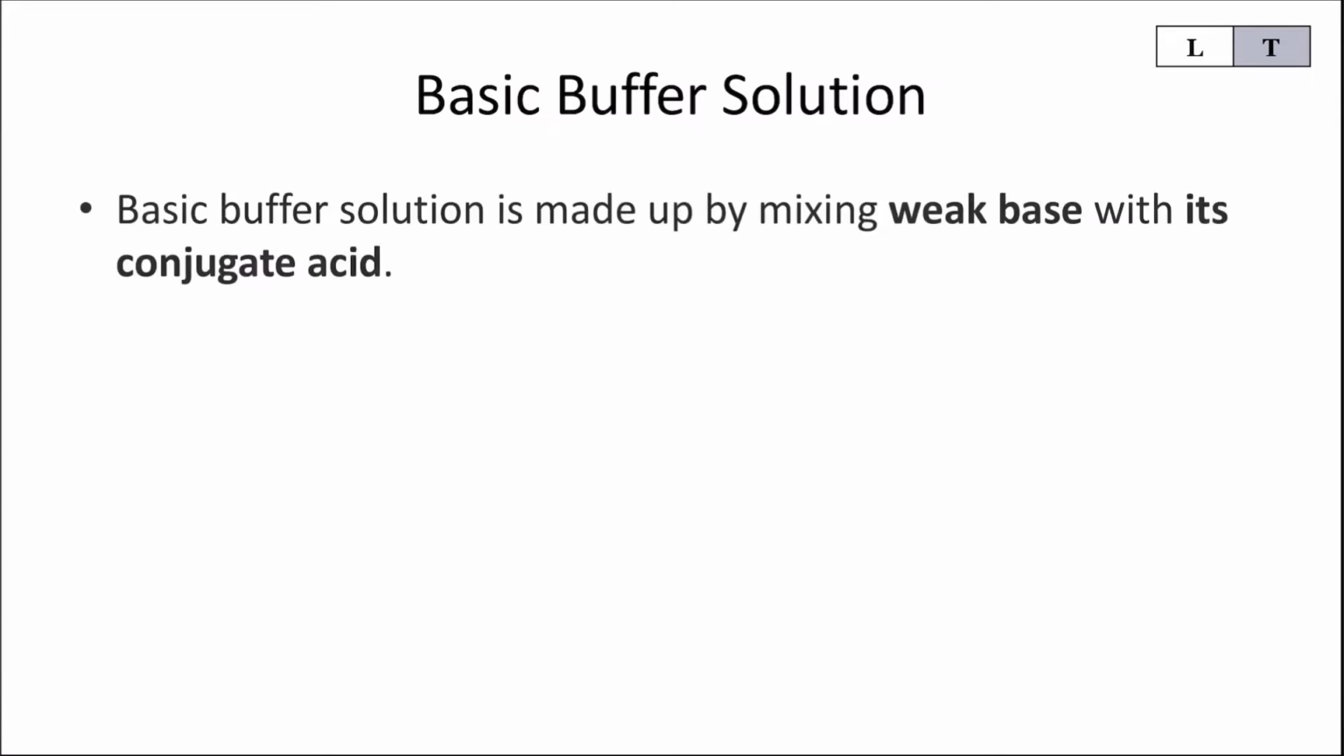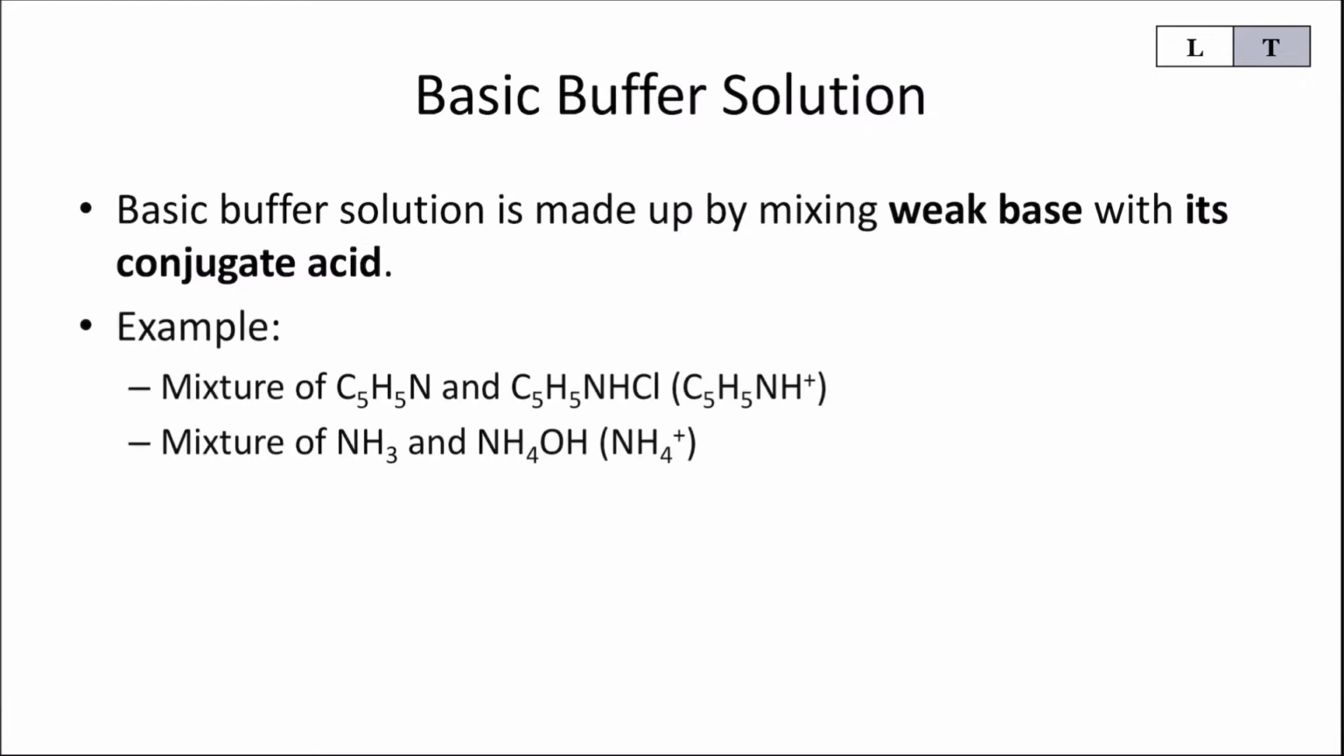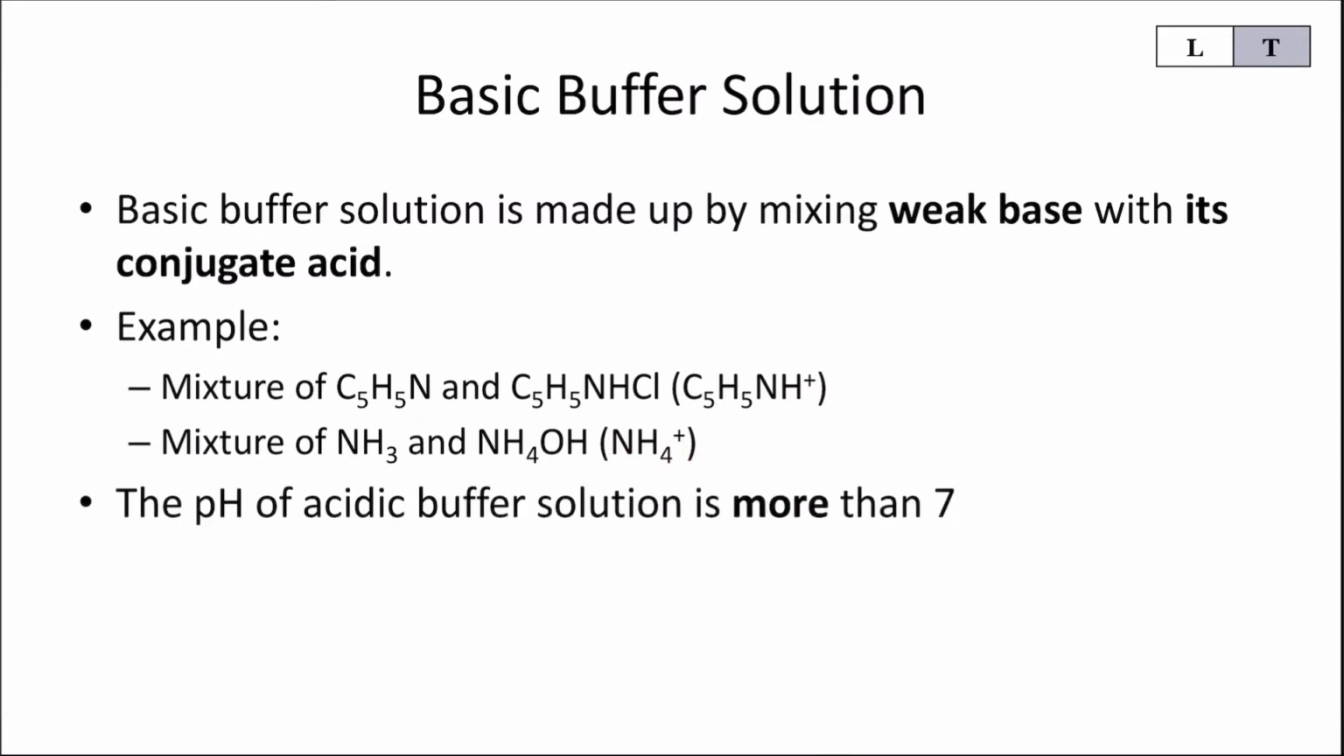Next, basic buffer solution is made up of mixing weak base with its conjugate acid. I hope you still remember how to identify species which is weak base and species which is conjugate acid. For example, kita ada mixture of C5H5N dan juga C5H5NHCl. So ion yang kita minat adalah this one. And then contoh yang lain juga untuk buffer solution, kita ada NH3 dan NH4OH. Ion yang kita minat adalah ammonium ion. So pH of basic buffer solution is more than 7. Tolong buat pembetulan kat sini, ini adalah basic.